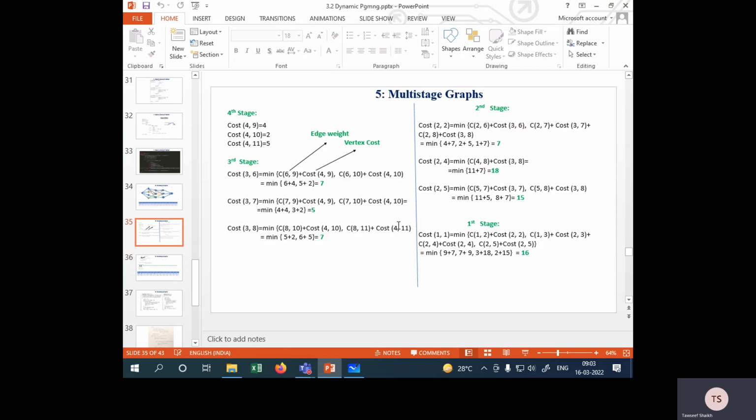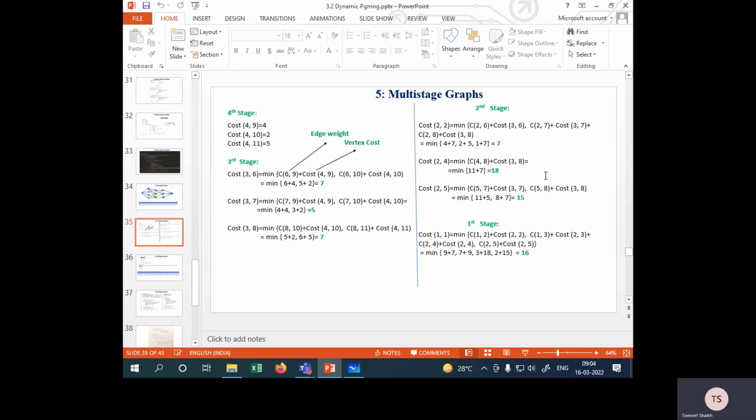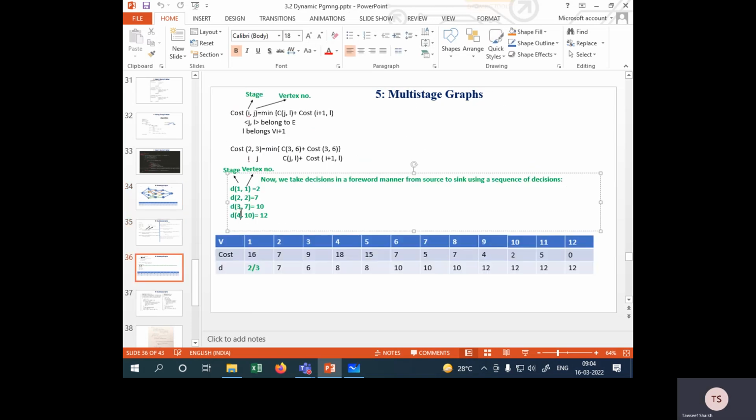So that means I have to shift from this node 7 to 10 in stage 4. So now I am at stage 4 at node 10. Only one choice is there to go to the destination, but still the table will again give us the result that we are at stage 4 at node number 10. Node 10 is this, okay? So it will directly take us to 12.